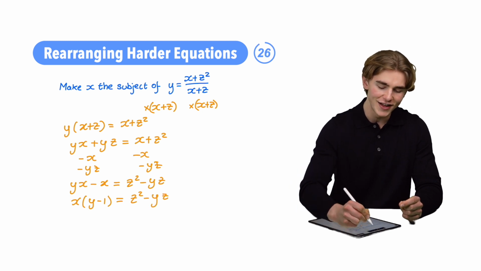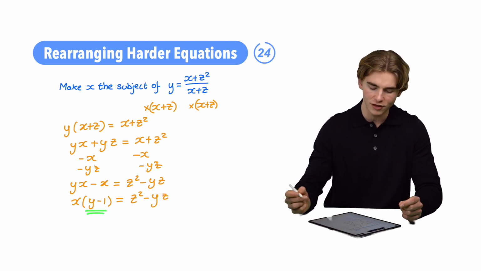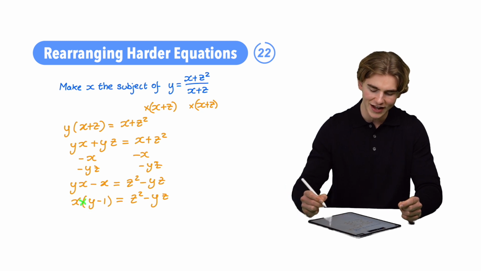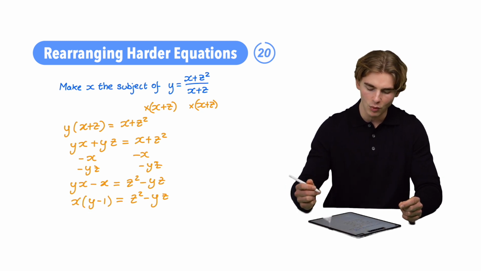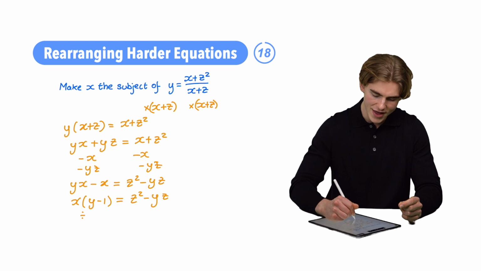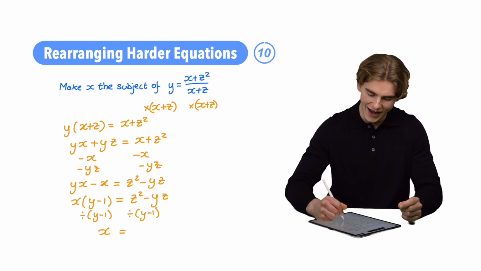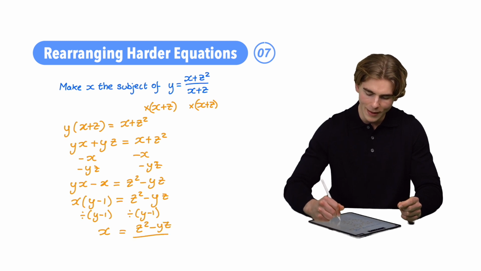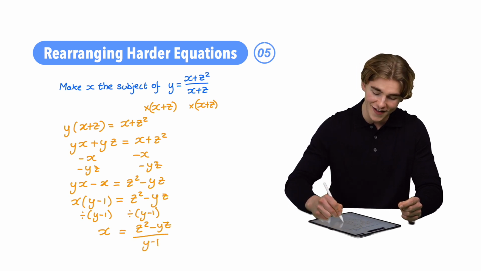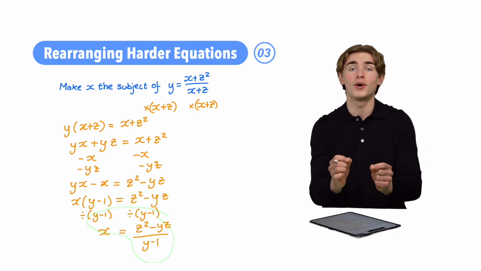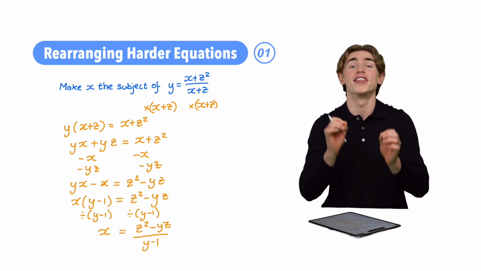And finally, guys, to move our (y minus 1) over to the other side, at the moment it's being multiplied by the x, so we're going to divide both sides by (y minus 1). What is that going to give us? It's going to give us x on the left hand side, and on the right hand side it's going to give us (z squared minus yz) over (y minus 1), guys. Our final answer. That one was tricky, but make sure you understand it because it comes up all the time.